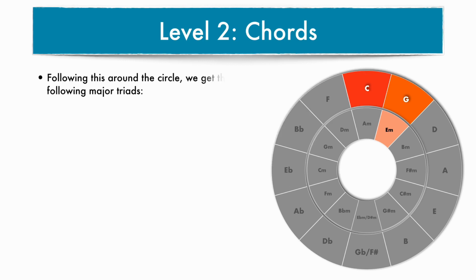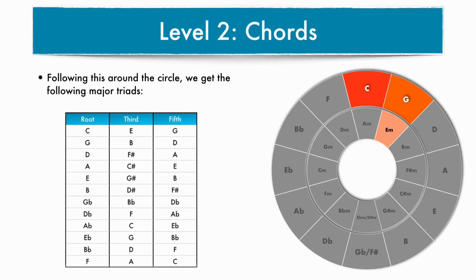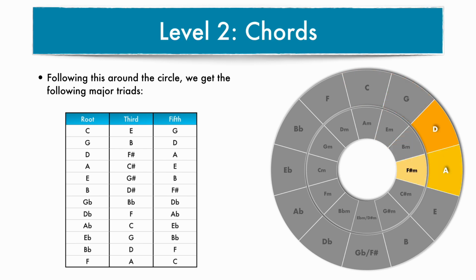And following this around the circle, we get the following major triads: C, E, G; G, B, D; D, F sharp, A; A, C sharp, E; E, G sharp, B; B, D sharp, F sharp; G flat, B flat, D flat, or F sharp, A sharp, C sharp; D flat, F, A flat; A flat, C, E flat; E flat, G, B flat; B flat, D, F; and F, A, C.